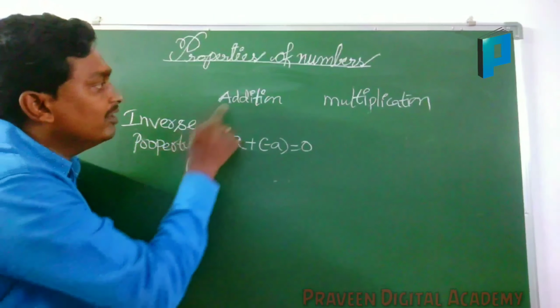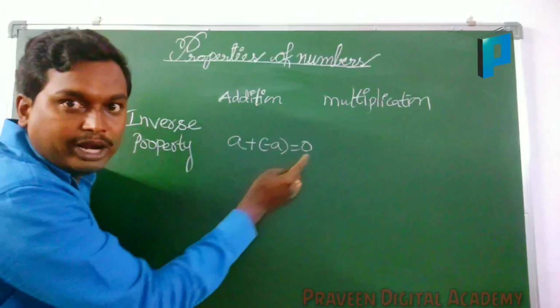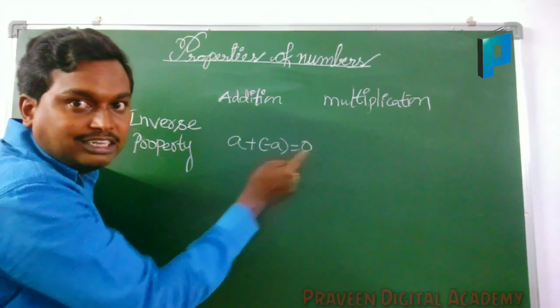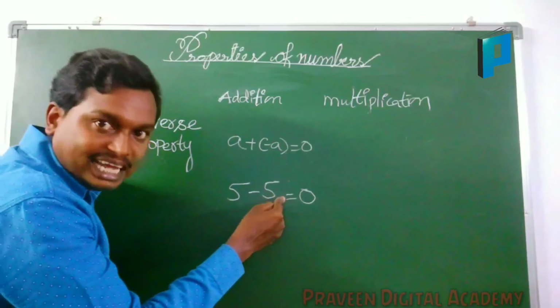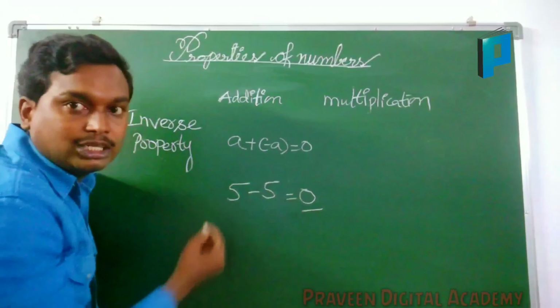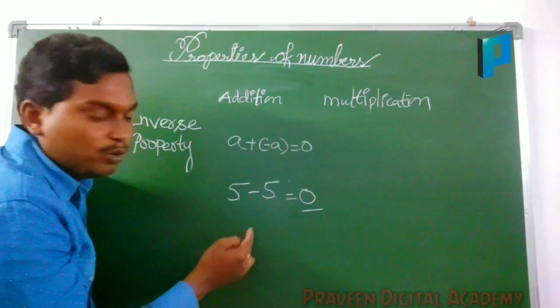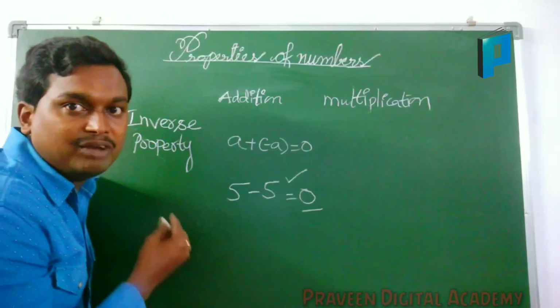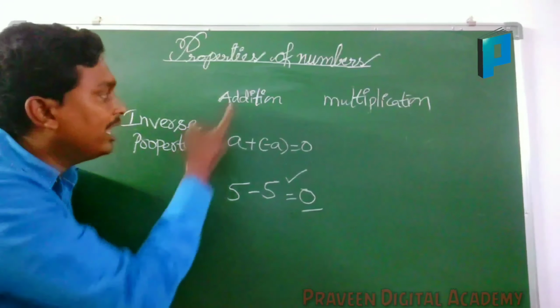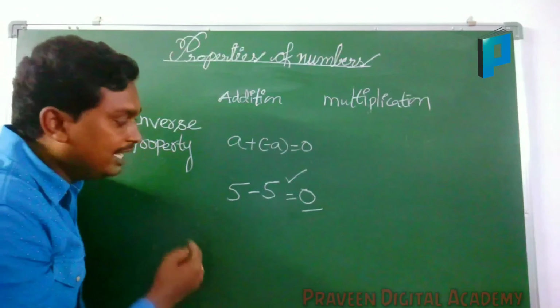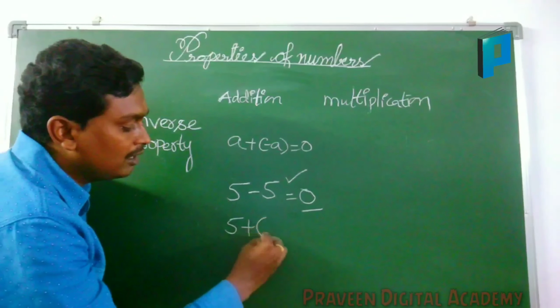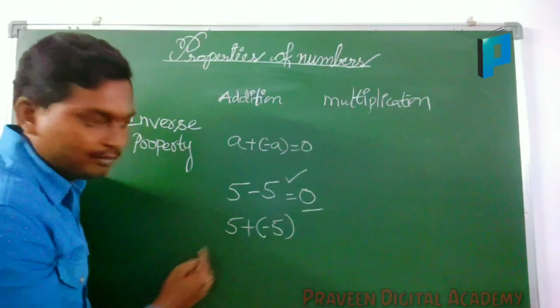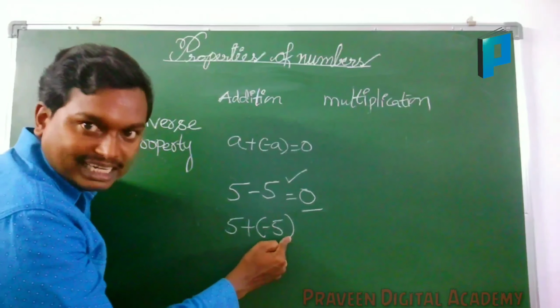Here the additive inverse gives what? 0. The additive inverse result is always 0. Here, from this 5, if you subtract 5, you will get the solution as 0. Wherever we use this kind of property, it is called additive inverse. Here, this 5 minus 5, I can write as 5 plus of minus 5.